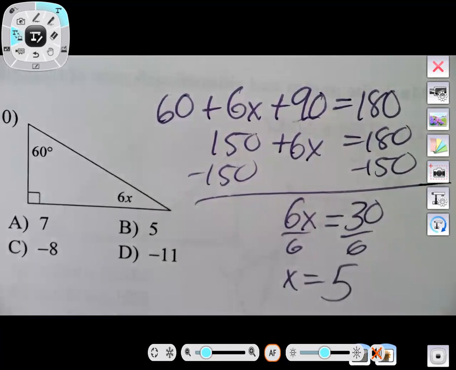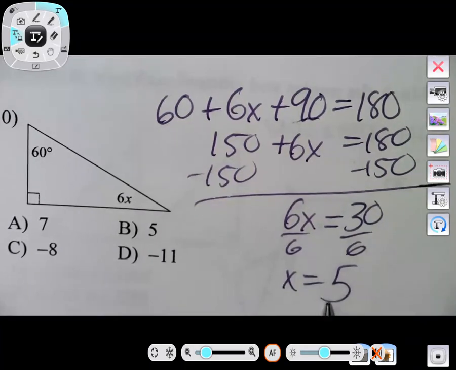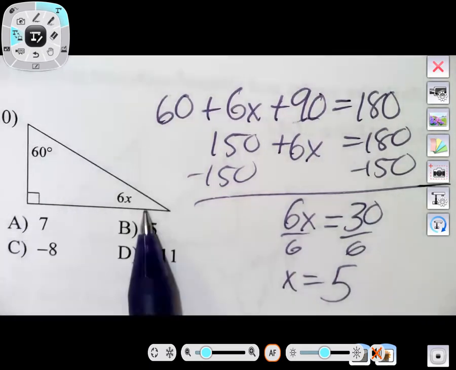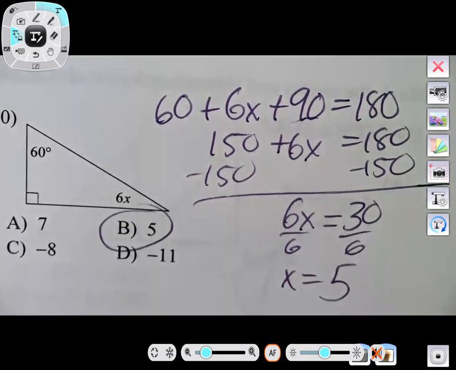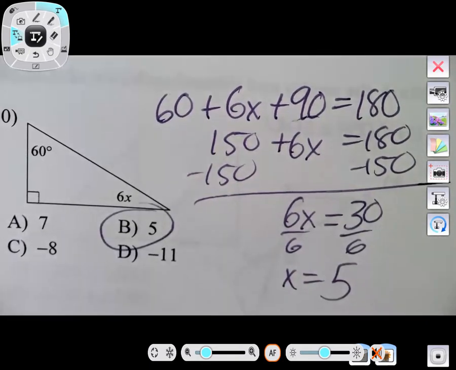By the way, don't get thrown off if you end up getting a negative number. It is possible to get a negative value for x. It doesn't happen all the time, but sometimes it does. It doesn't automatically mean that you're wrong. If you got a negative number, plug it back in and make sure that none of the angles turn negative. If they do, then yes, it is wrong. But in this case, I got a positive 5. That's a choice, so I feel good.